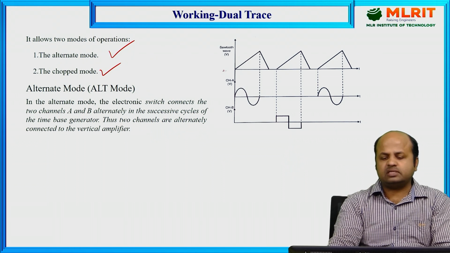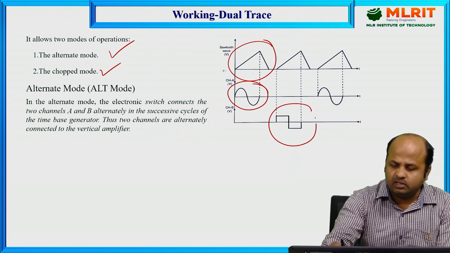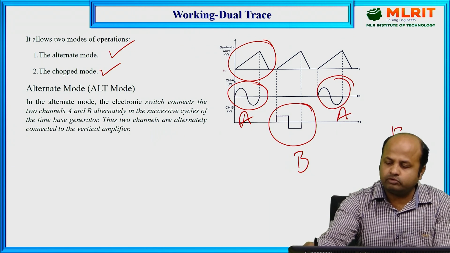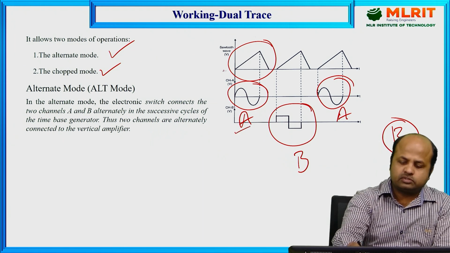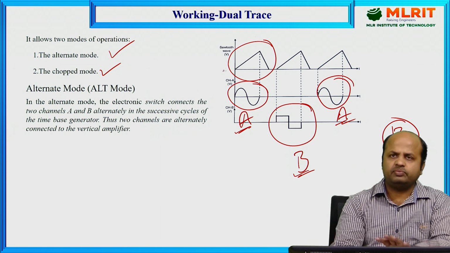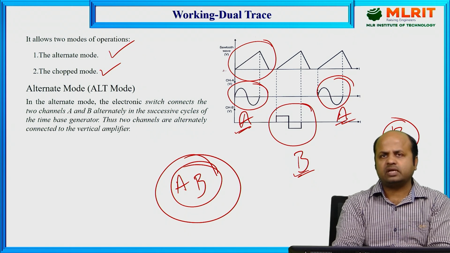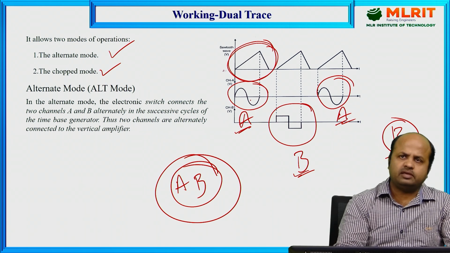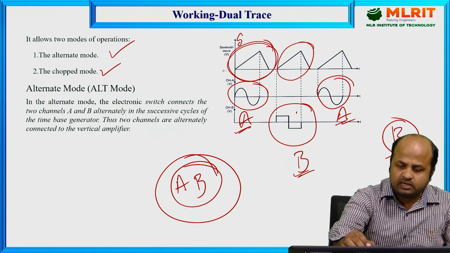In alternate mode, we can see that in one sweep time, channel A waveform is displayed. In another sweep time, channel B waveform is displayed. Then again in the third time, we have channel A waveform, again in the fourth time, we have channel B waveform. So in this way, alternately, for some time channel A, then channel B, channel A, channel B. In this way, both waveforms are being displayed on the screen, or you can say in alternate manner based on the time division. This is called alternate mode. So based on one sweep cycle, channel A is displayed, and in another sweep cycle, channel B is displayed. So these are nothing but the sweep time.